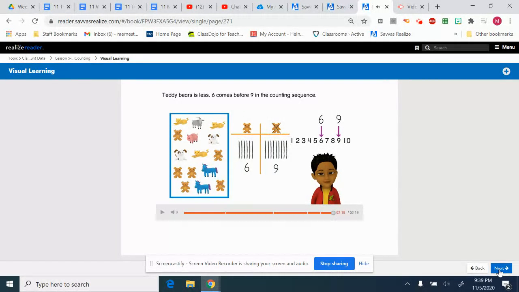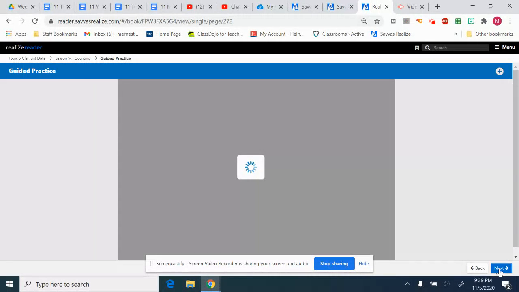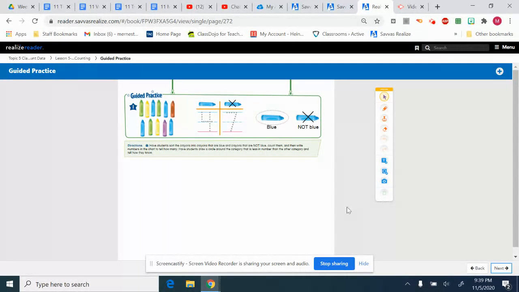All right, let's go practice on our own now. Turn to the next page in your book. On this page, we're going to count the blue crayons and the ones that are not blue. So the first thing, let's find our blue crayons. There's 1, 2, 3, 4. And the 4 was already done for you, and you just have to trace over it.